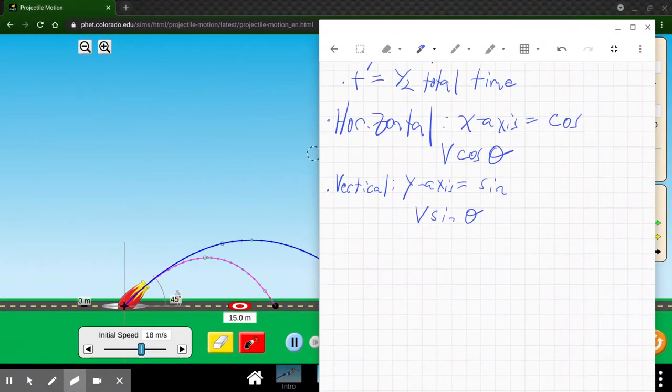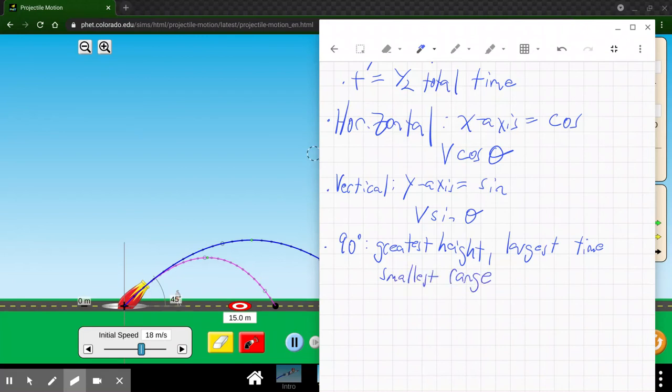Let's write down what we saw. Launch angle of 90 degrees: greatest height, largest time in the air, but the smallest range. A 45-degree launch angle causes the greatest range, which is the largest distance in the x direction.